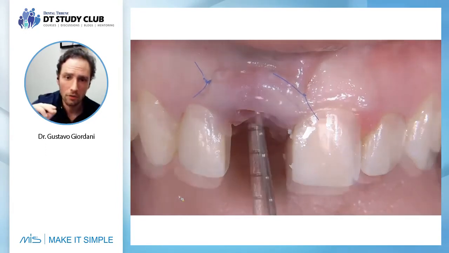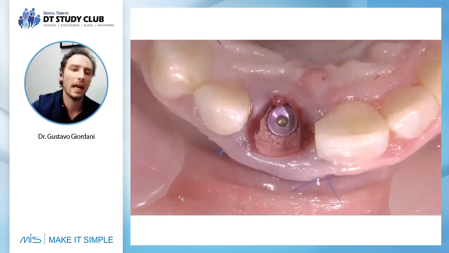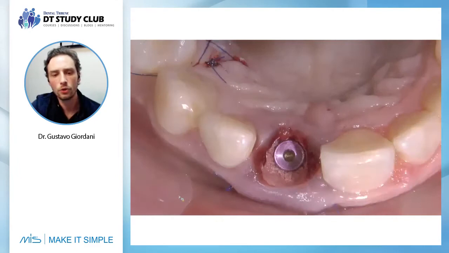So we place the cover screw and we use the biomaterial to fill the gap between the implant and the buccal wall. As you can see here, all the tissue reconstruction is done.